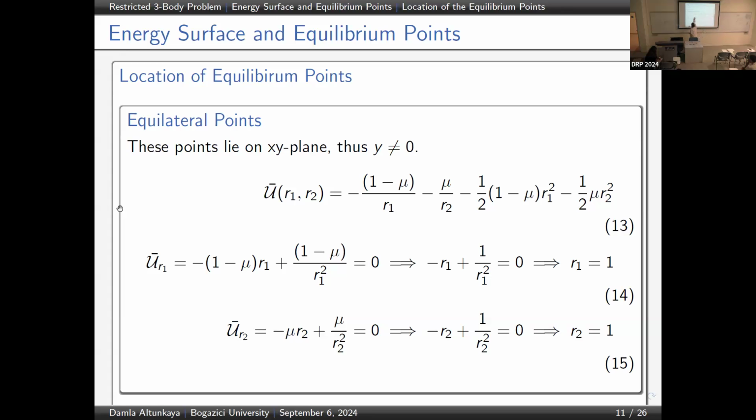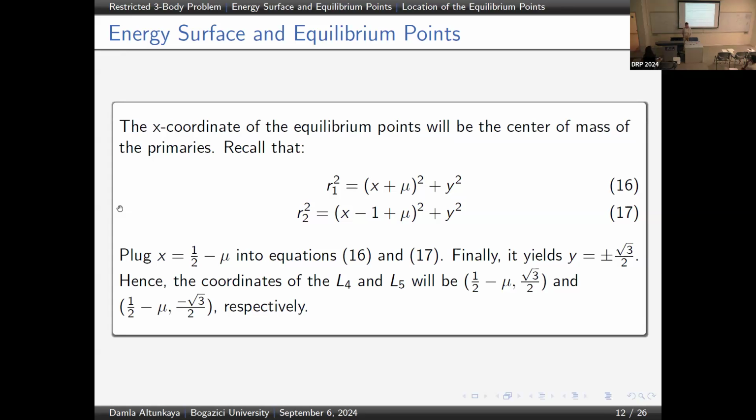For the sake of simplicity, I will change the variables. I will define my u bar in terms of R1 and R2 instead of X and Y, just for simplicity. And when we study the equilibrium points, you have to take the derivative of the effective potential energy with respect to your variables. I will take the derivative with respect to R1 and R2 so that I can find the R1 and R2 values.